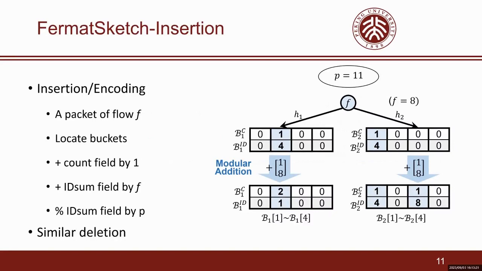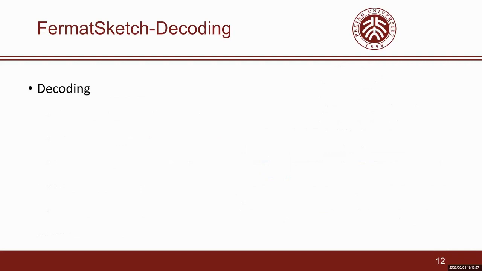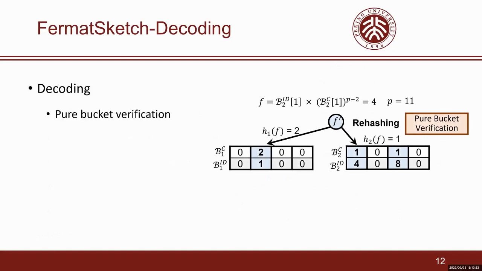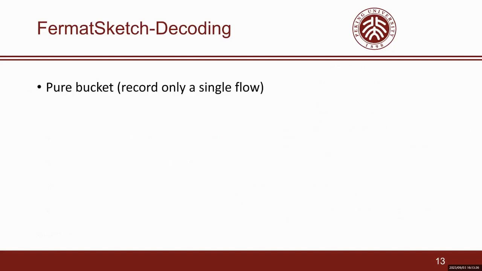The deletion operation is similar to insertion, except that all increments are replaced by decrements. To decode Fermat sketch to retrieve all inserted flows with their sizes, we need to first find pure buckets, and we call this step pure bucket verification. A pure bucket is a bucket which records only a single flow.